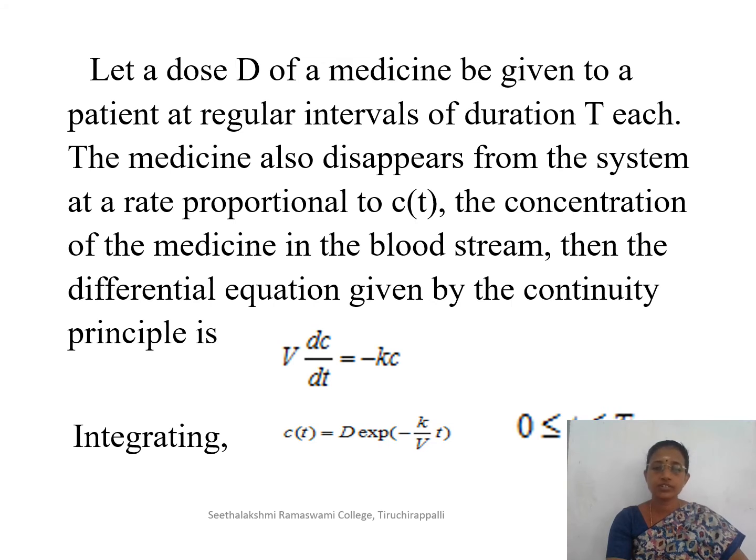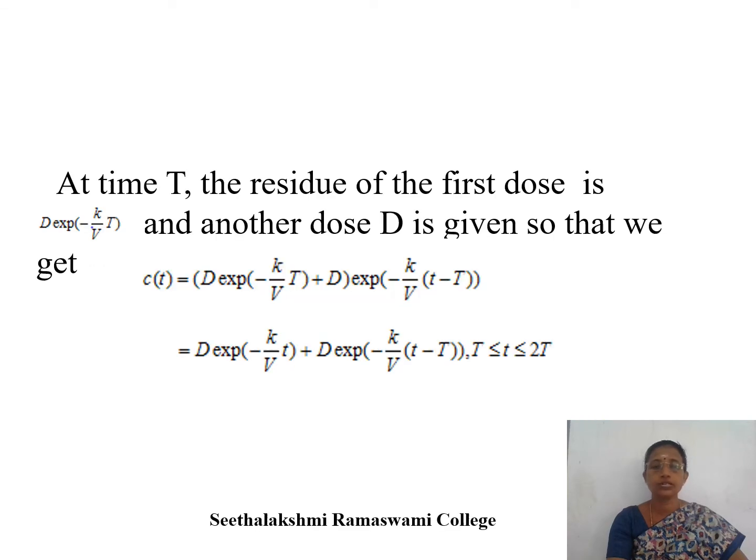Integrating this differential equation, we get the solution for C(t). That is, the concentration at time t is C(t) = D e^(-kt/V), where small t lies between 0 and capital T.